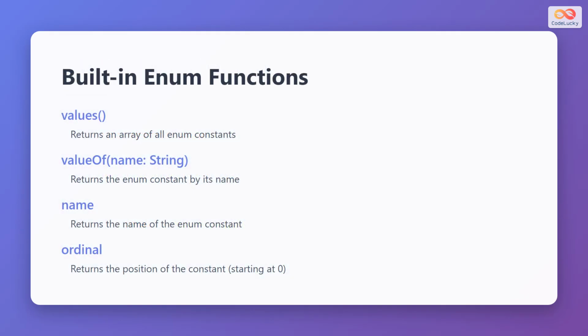Kotlin provides several built-in functions for working with enums. The values function returns an array containing all enum constants. The valueOf function takes a string parameter and returns the corresponding enum constant. Every enum constant also has a name property that returns its name as a string and an ordinal property that returns its position starting from 0.